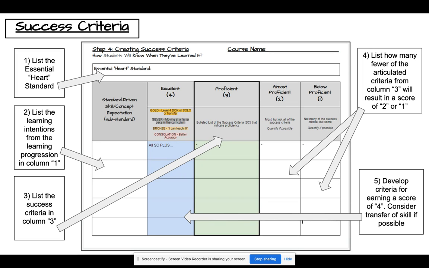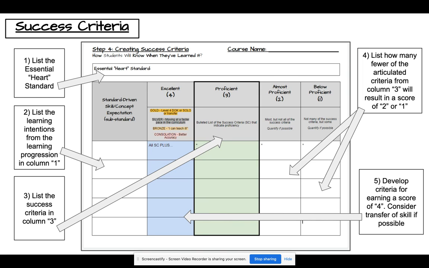Then you jump to step 4 and you list how many fewer of those articulated criteria. So in columns 2 and 1, if you've got 3 proficient criteria, column 2 is going to say 2 of the 3, column 1 is going to say 1 of the 3. If you've got 10 criteria for one of the rows under proficient, then you might say something like almost proficient is 7 to 9, and then it's 4 to 8 for the other one, something like that.